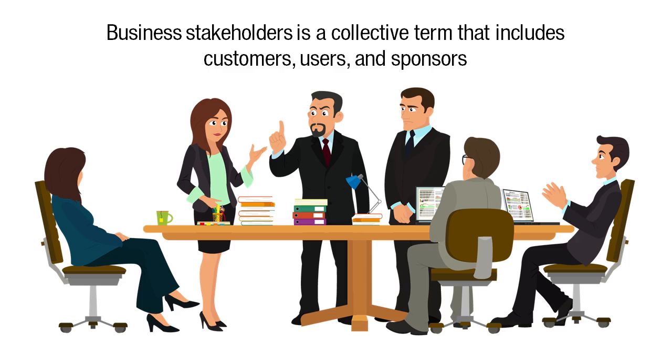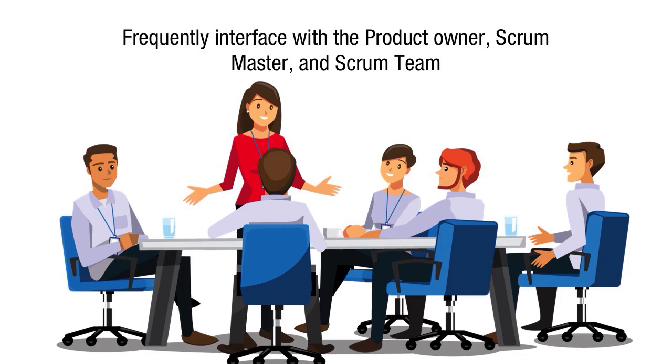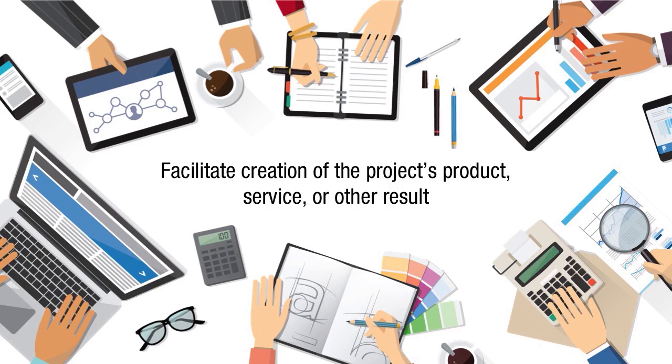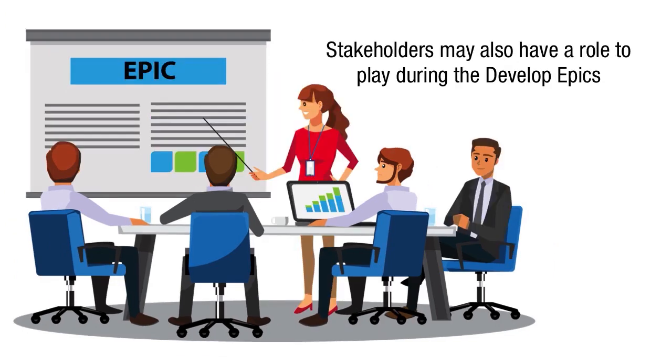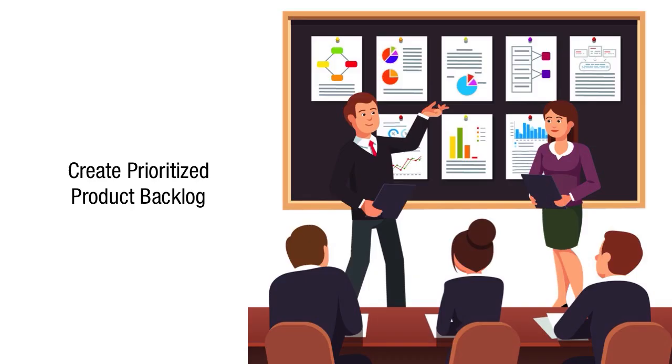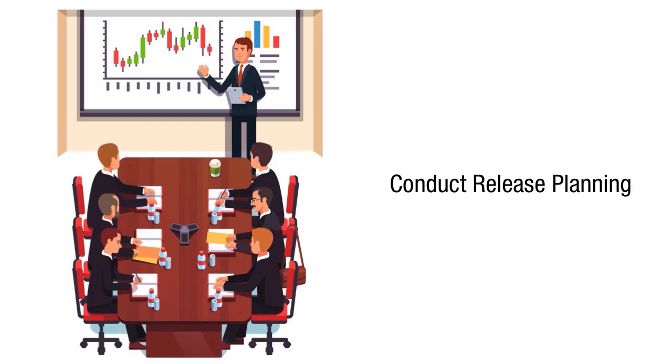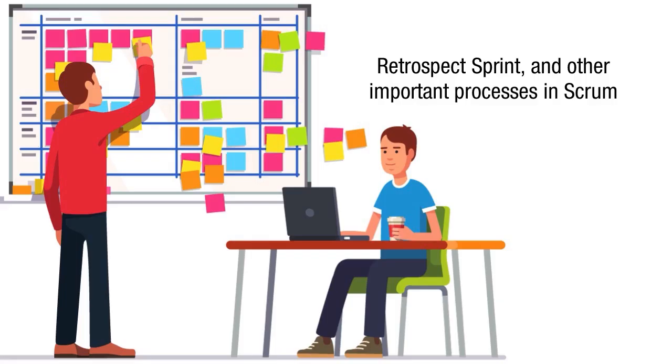Business stakeholders. This is a collective term that includes customers, users, and sponsors who frequently interface with the product owner, Scrum Master, and Scrum team to provide them with inputs and facilitate creation of the project's product, service, or other result. Stakeholders influence the project throughout the project's development. Stakeholders may also have a role to play during the develop epics, create prioritized product backlog, conduct release planning, retrospect sprint, and other important processes in Scrum.